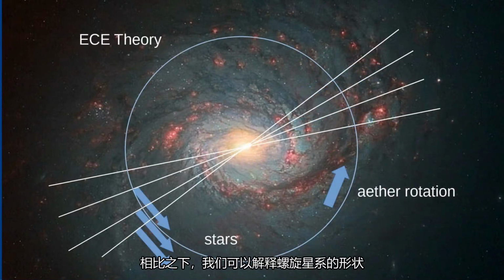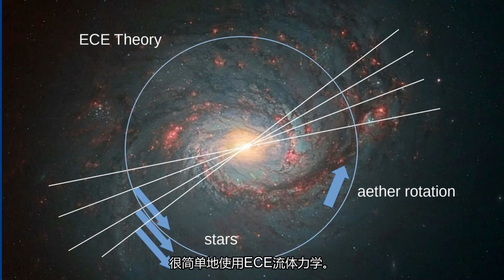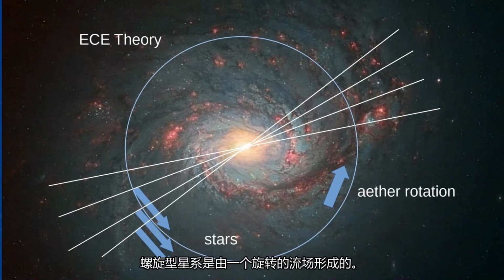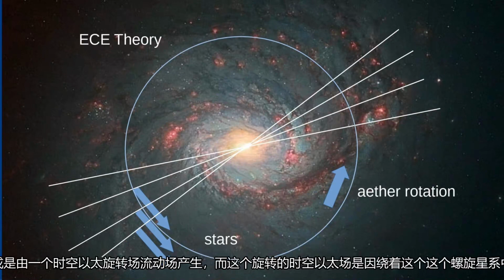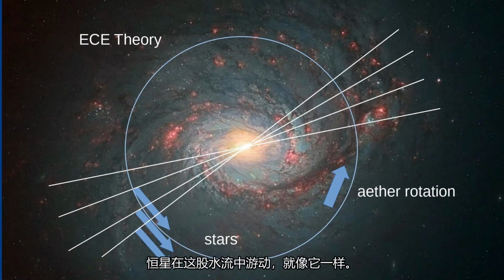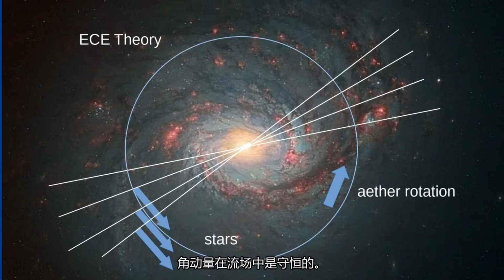In contrast, we can explain the shape of the spiral galaxies quite simply using the ECE fluid mechanics. Spiral galaxies are formed by a rotating flow field of the spacetime ether rotating along with the galaxy core. The stars swim in this current, as it were. Angular momentum is conserved in the flow field. This results in a speed of the stars in the direction of rotation that is independent of the radius. So no dark matter is necessary for the explanation.